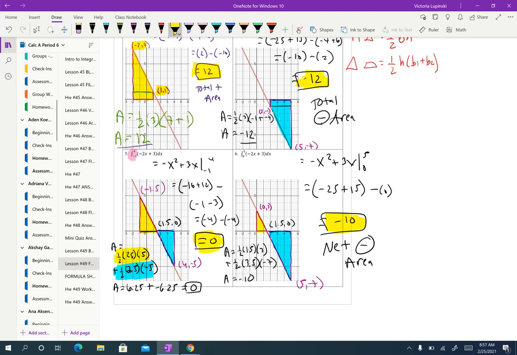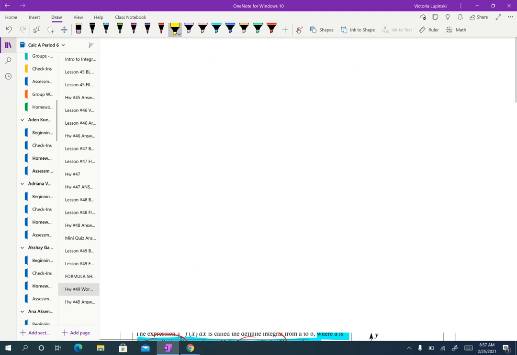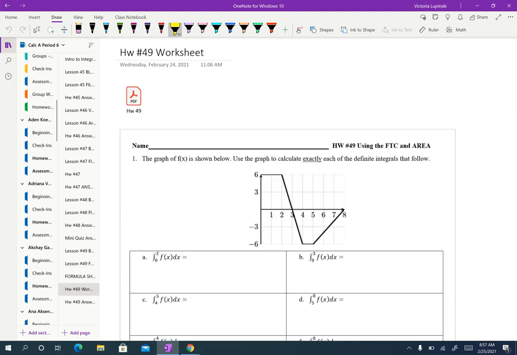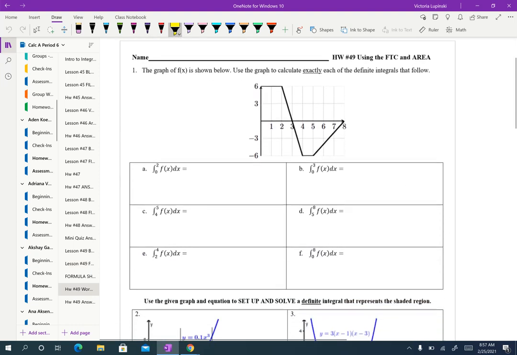So I don't think anything we did today was particularly difficult, but it is important that you're able to do problems of the sort. So I just actually want to pull up homework 49 really quickly, just to kind of explain a couple things. Here for number 1, notice that there is no equation. That is on purpose. We don't want you to find the equation. All we want you to do is to calculate each of those indefinite integrals. We want you to understand that it comes by just finding the area of the shapes.